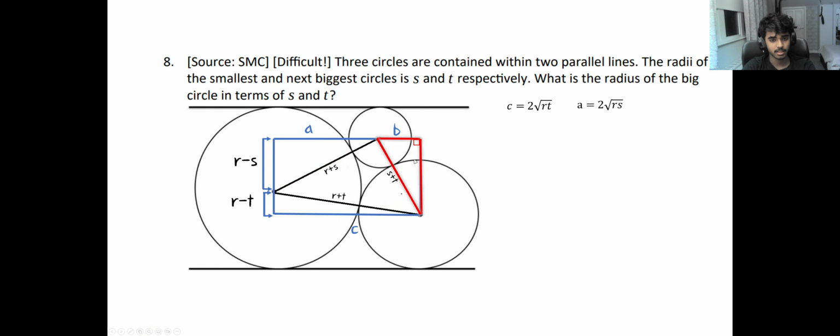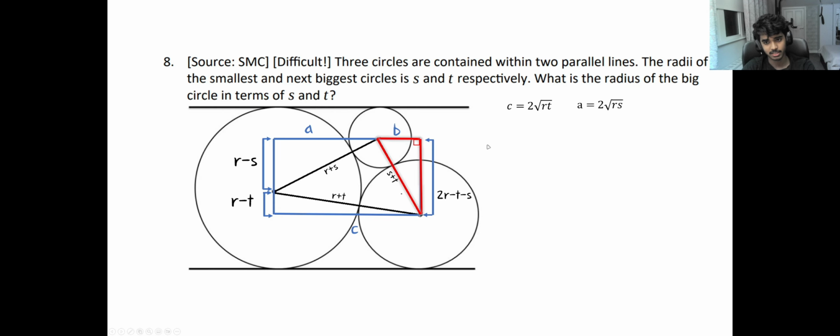And finally, let's look at this right angle triangle. So we've got this leg, we've got the hypotenuse, but we haven't got this leg yet. But the good thing is we can figure this out, because this whole shape here is a rectangle. So the length of the height here is equivalent to the length of the height here, and that is just the sum of these two segments we worked out earlier. So it'll be 2r minus s minus t.